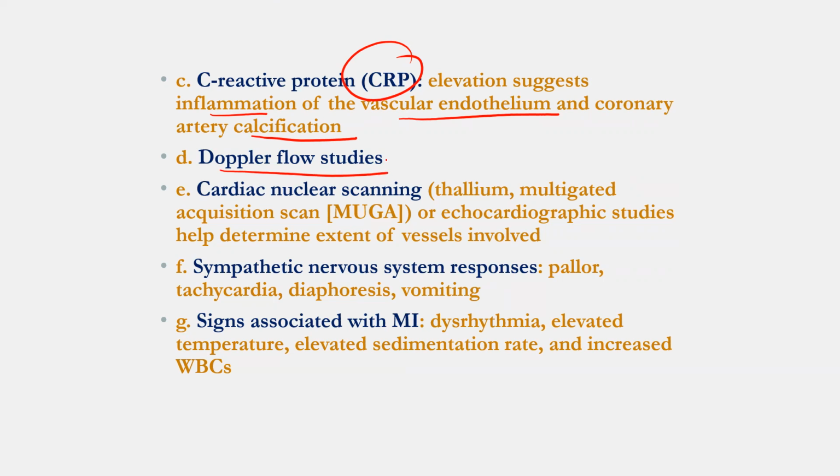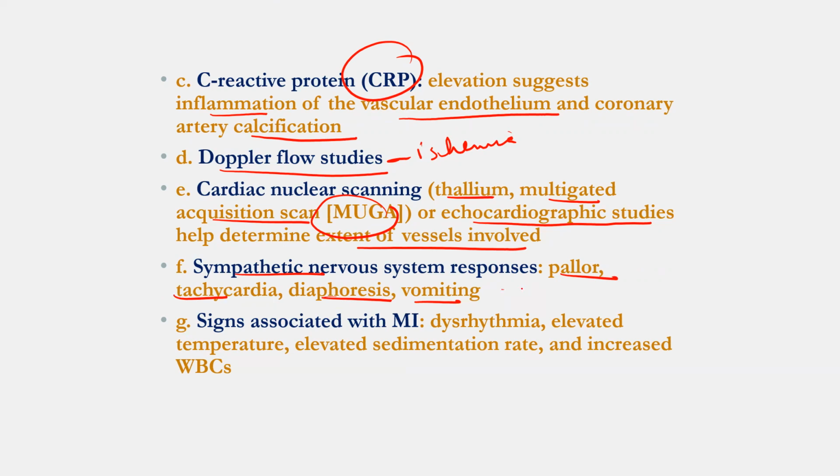Doppler flow study will discover any type of ischemia. Cardiac nuclear scanning, that is thallium or multigated acquisition scan, known as MUGA, or echocardiographic studies help determine the extent of vessel involvement. Sympathetic nervous system response: we can see sympathetic activity, that is pallor, tachycardia, diaphoresis, vomiting. All these will indicate MI symptoms.